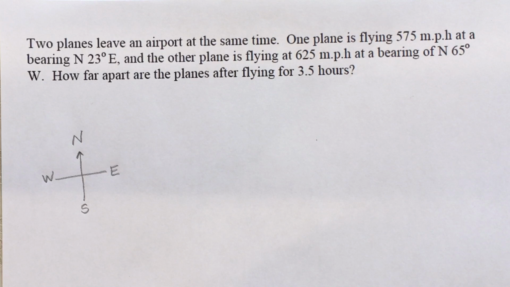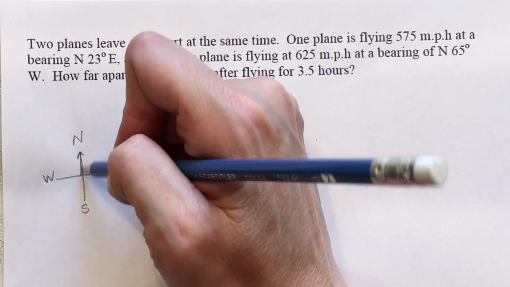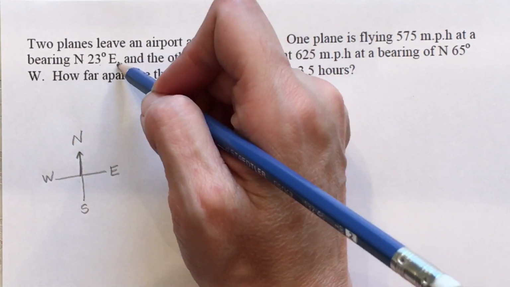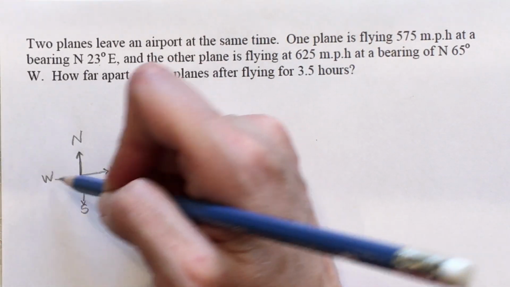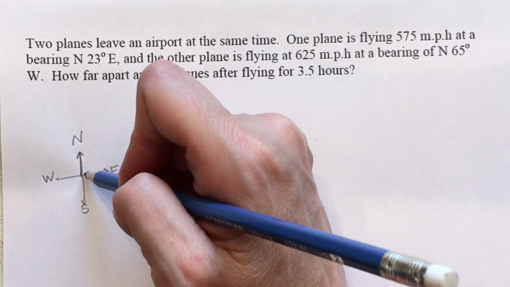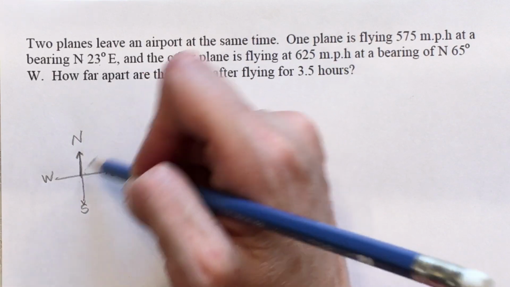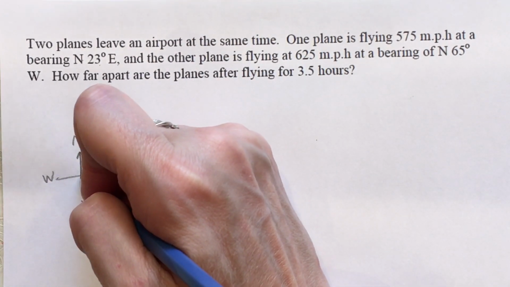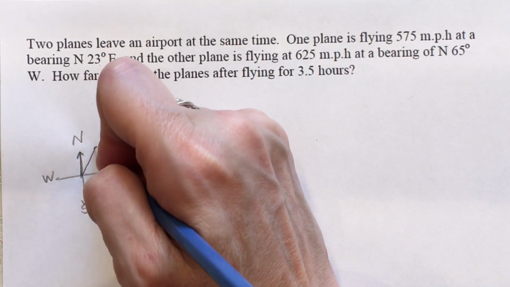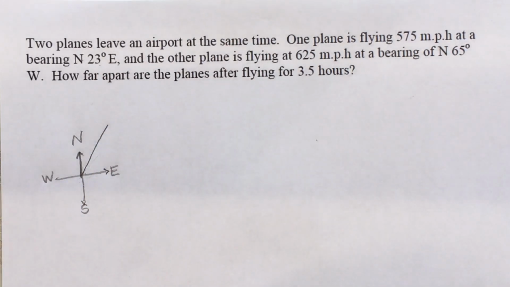2 planes leave an airport at the same time. One plane is flying 575 miles per hour at a bearing north. So if it says north first, you're going north first. And then 23 degrees towards east. So a couple things to know here is that from north to east is 90 degrees, so the halfway point would be 45. So if I'm only going 23 degrees to the east, I'm going less than halfway, okay?